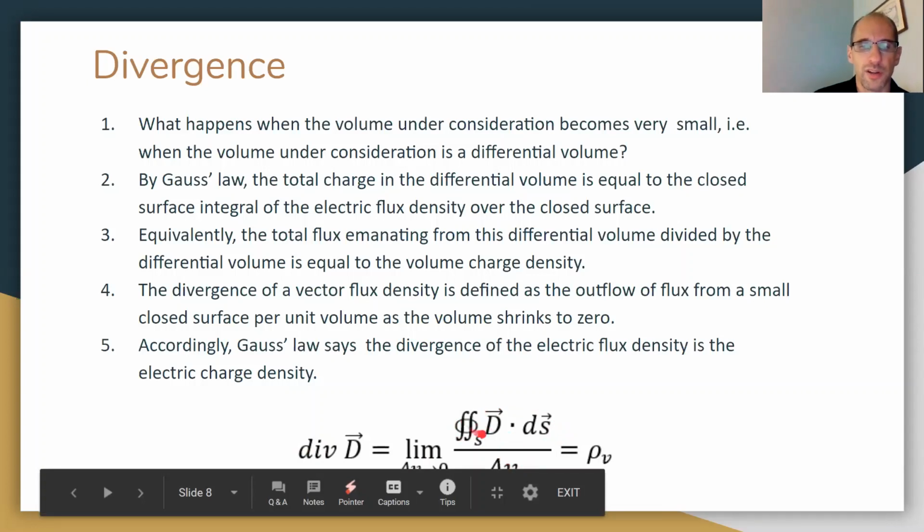And so this closed surface integral of the electric flux density is basically the flux emanating out of that little volume, out of that surface around that little volume, divided by the volume. The key concept here is that divergence is flux divided by volume as that volume shrinks to 0. And so what we get is a density. And by Gauss's law, that density, its flux per unit volume, turns out to be the electric charge density.